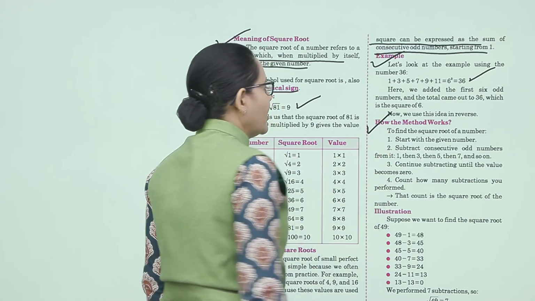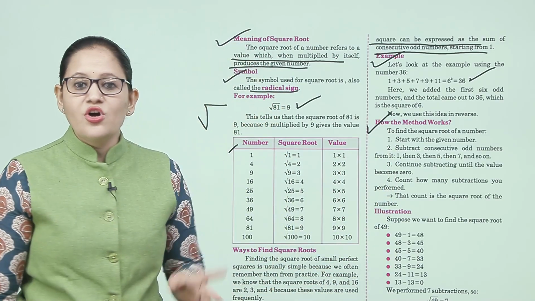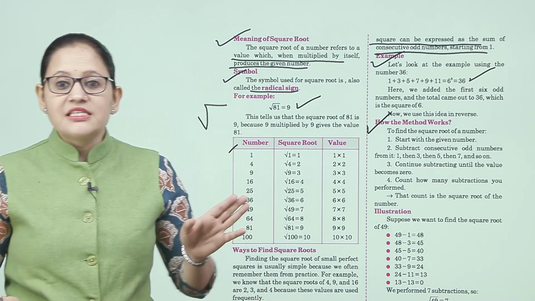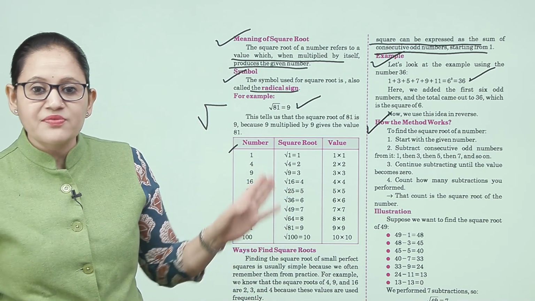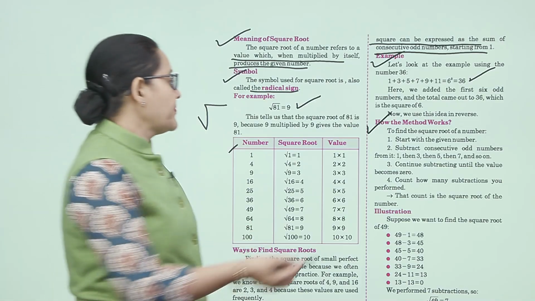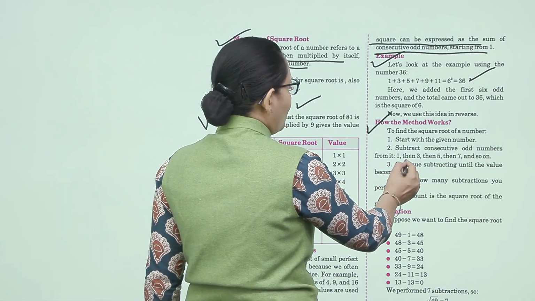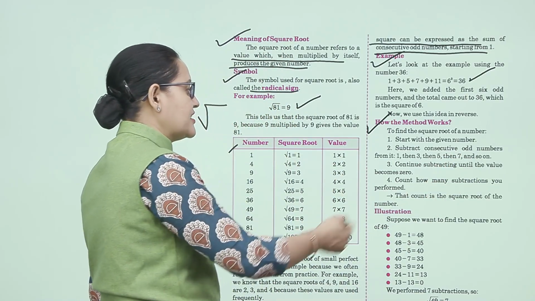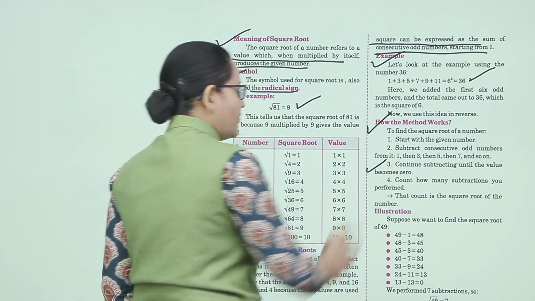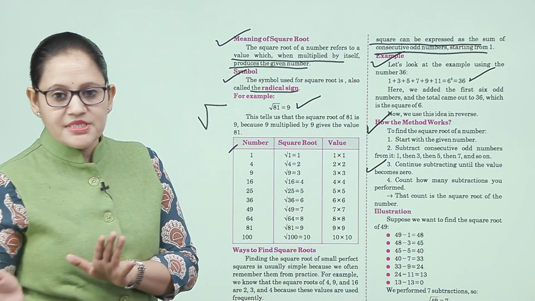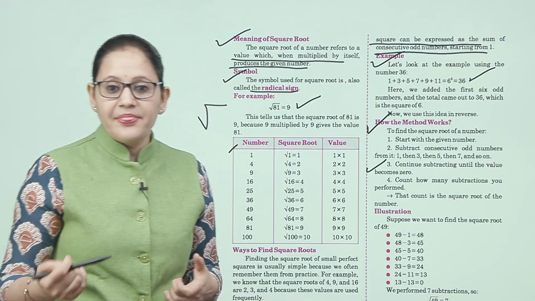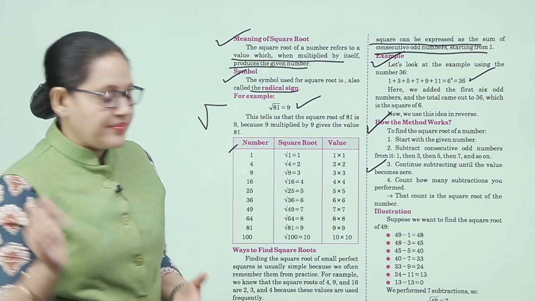How does this method work? To find the square root of a number, start with the given number. Subtract the consecutive odd numbers from it: 1, then 3, then 5, then 7 and so on. Continue subtracting until the value becomes 0. Count how many subtractions you perform. That count is the square root of the number.